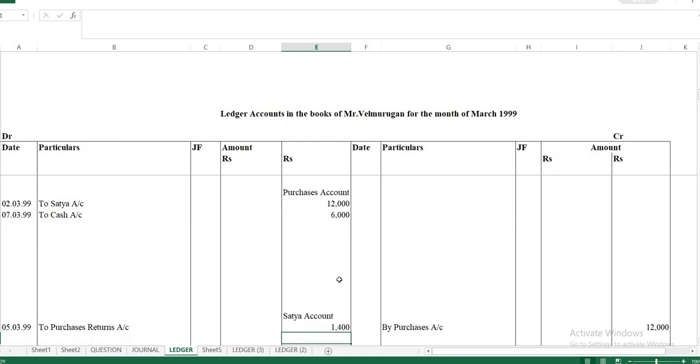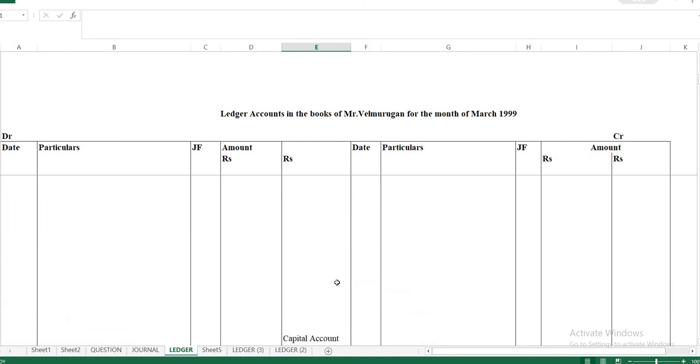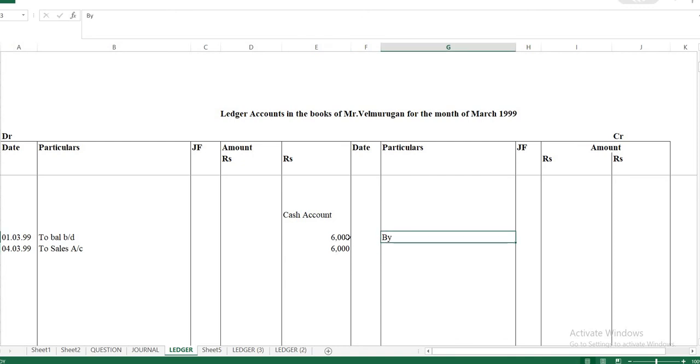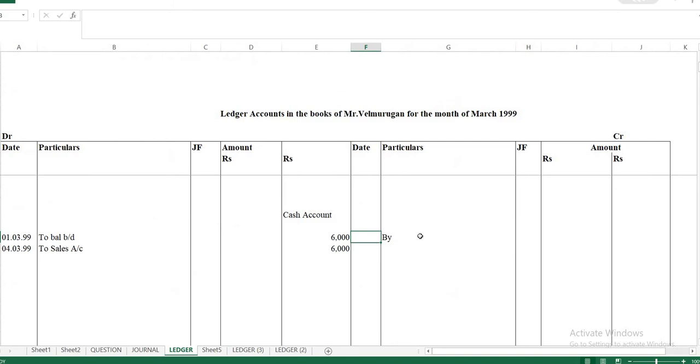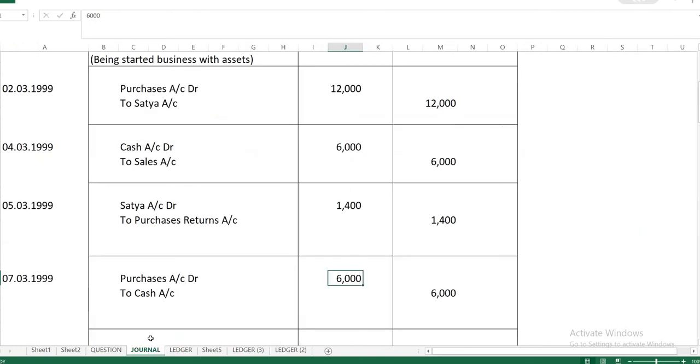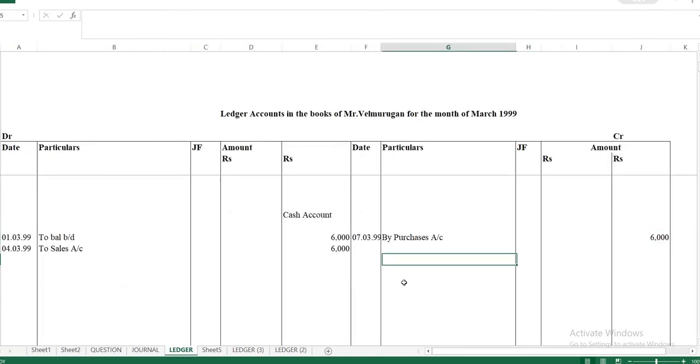Where is your cash account next? You have to go to the front. Cash account here. Mention that date. What is the date? It is the 7th, so 7th March 99 you mention. In the purchases account you write "to cash account"; in the cash account, on the credit side, you have to mention "by purchases account". That same 6,000 rupees amount has to be given over here. So like this you have to enter.